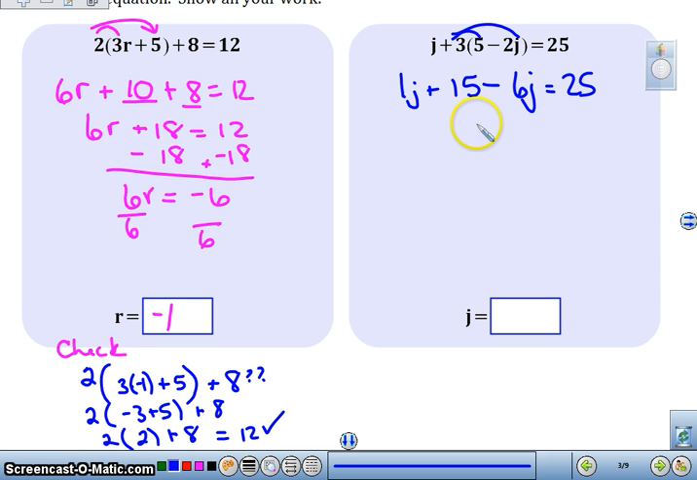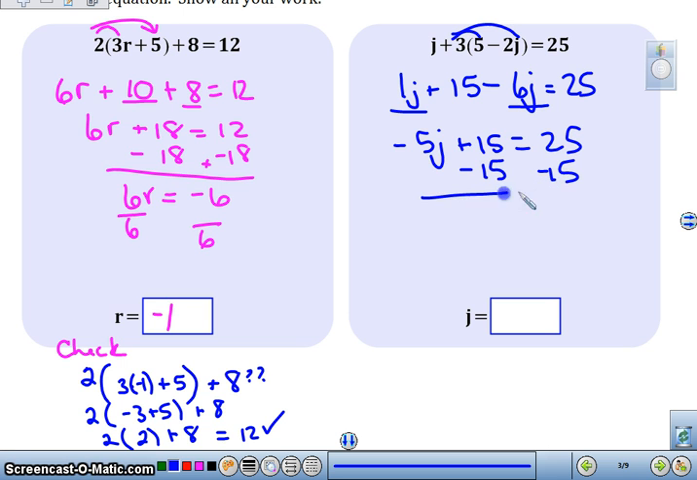You are now combining your like terms. This time our like terms are not our constants, they are our variable terms. Negative 5j plus 15 equals 25. We are subtracting the constant. So now we go back to what we did from the beginning. Negative 5j equals 10. Divide by the coefficient, which is negative 5.